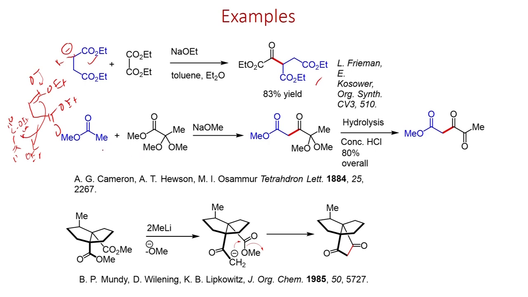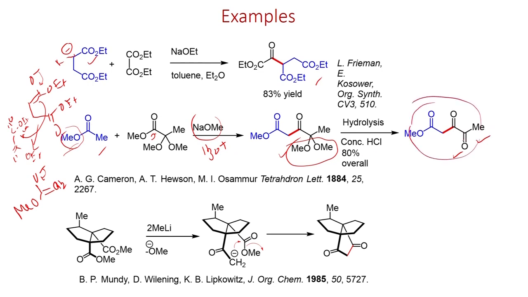This example involves the reaction of another ester. Instead of ethoxy here, we have a methoxy group. This also can undergo reaction with the sodium ethoxide to give the corresponding enolate, which can undergo addition with this carbonyl group of the ester to give the addition product. Once you have the addition product, that can be converted into this derivative by hydrolysis. This acetal can be hydrolyzed using concentrated HCl to give this carbonyl derivative in good yield. As you can see here, overall the reaction produces this tricarbonyl compound in 80% yield.